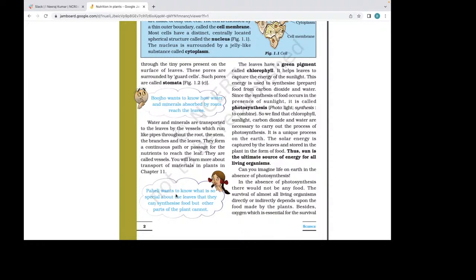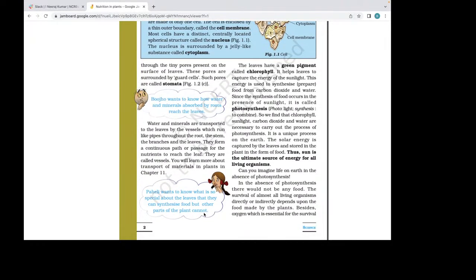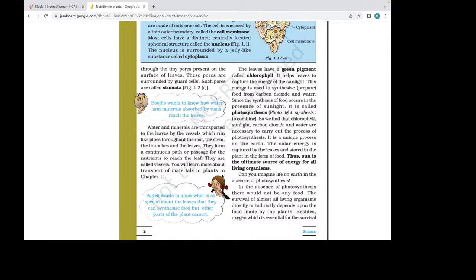Now, Paheli wants to know what is so special about the leaves, that they can synthesize food but other parts of the plant cannot. Yes, that is a really good question. Why only the leaf? Why only the leaf is called the food factory? Why does the leaf only prepare the food? Why not the other parts of the plants? Why not the stem? Why not the roots? Why not the branches? Okay, let's figure that out.